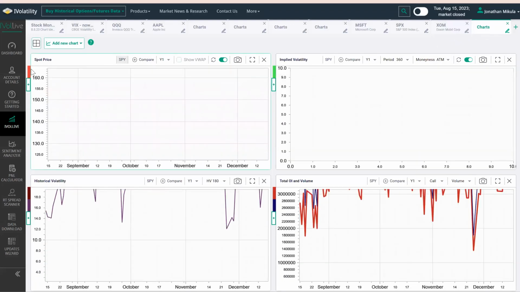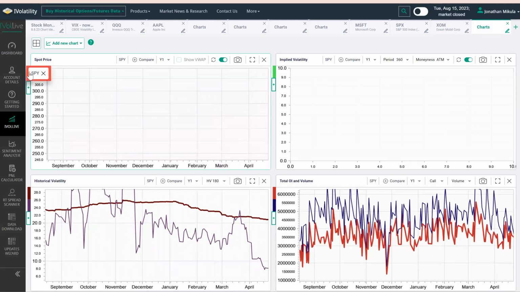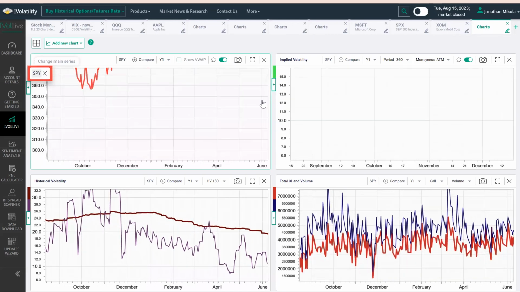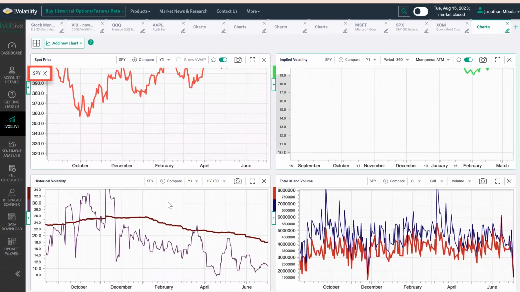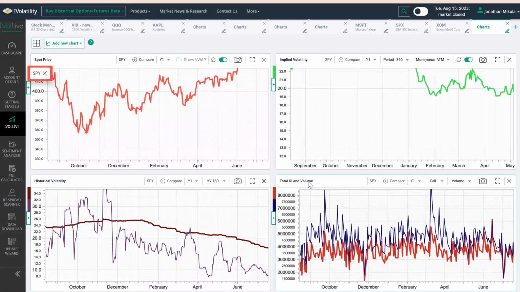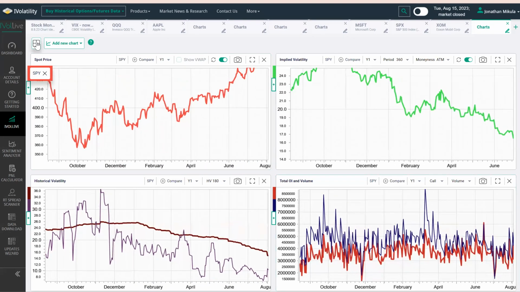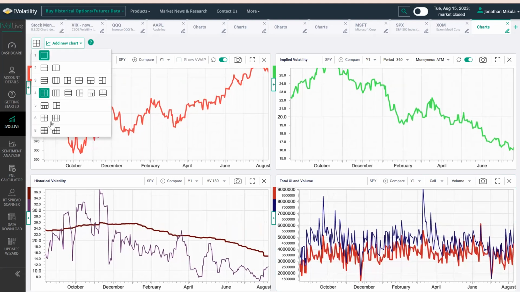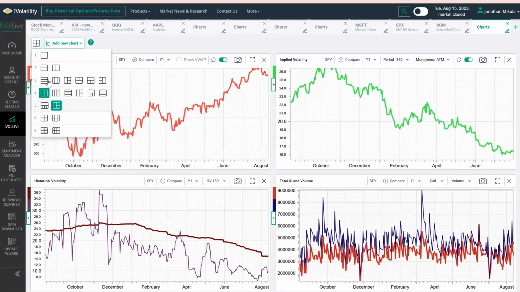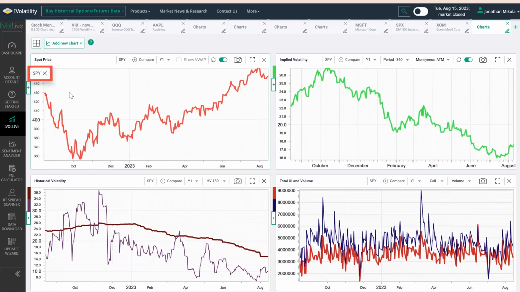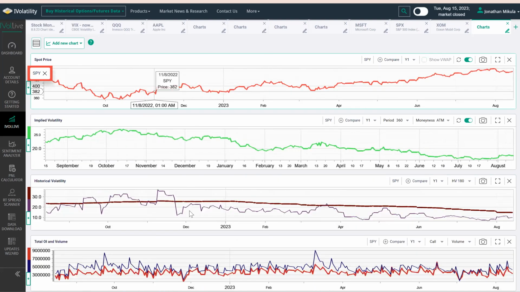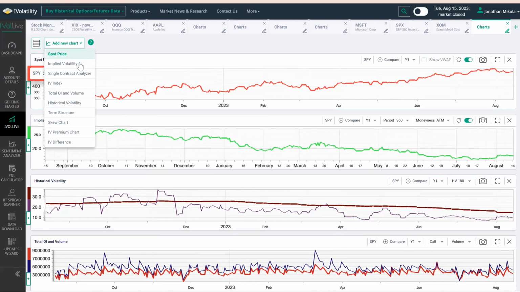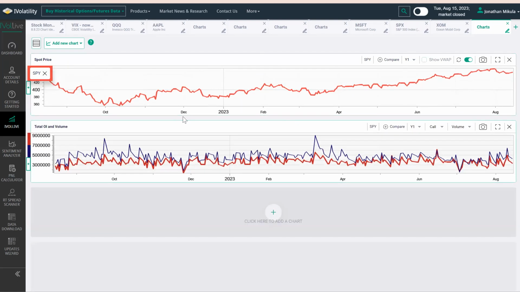Your default is going to be the SPY, and you're going to see the spot price, implied volatility, historical volatility, total open interest and volume. And then this is how you would change your charting view, depending on your favorite. In my case, I tend to like what I like to call the Big Mac view. Everything's stacked here. And then you're able to add the different charts. And then you could, for example, delete this one, and you're looking at these two.